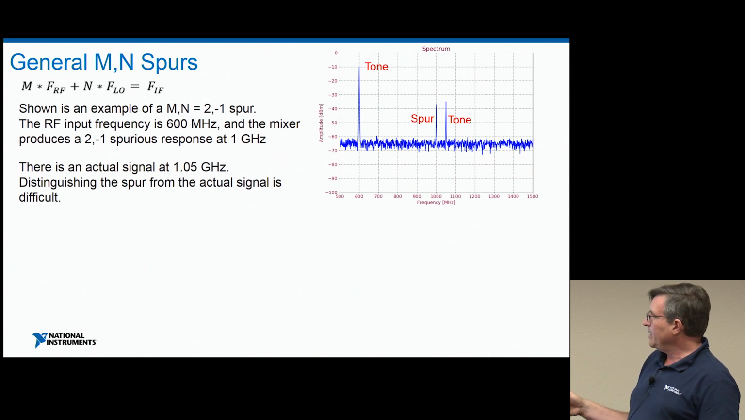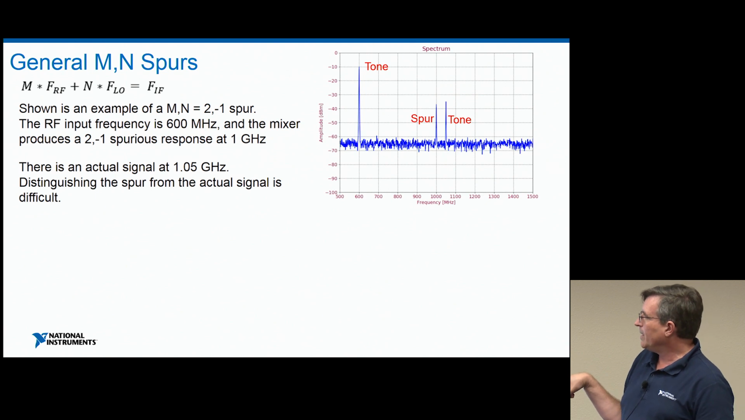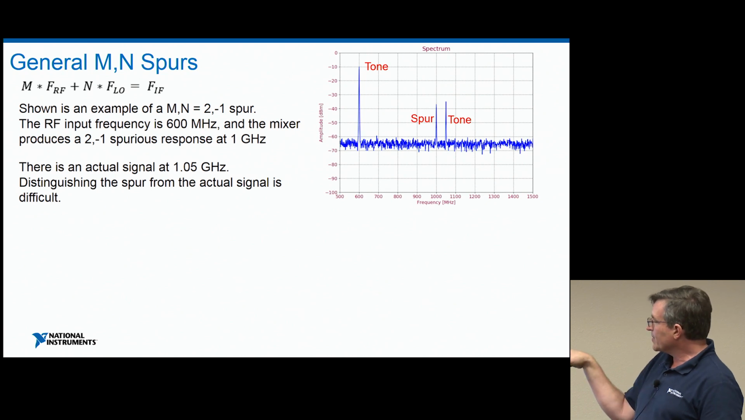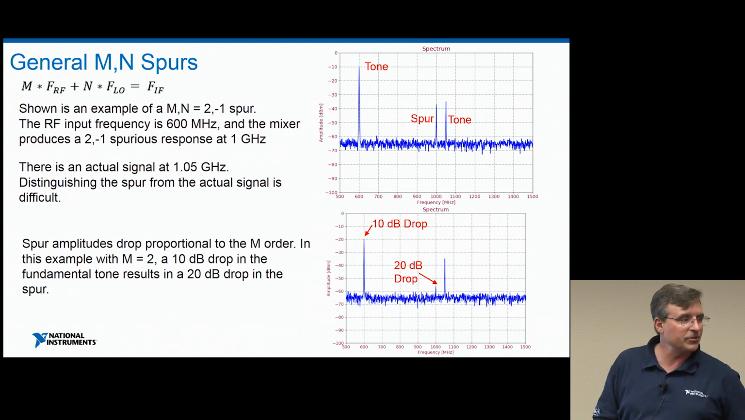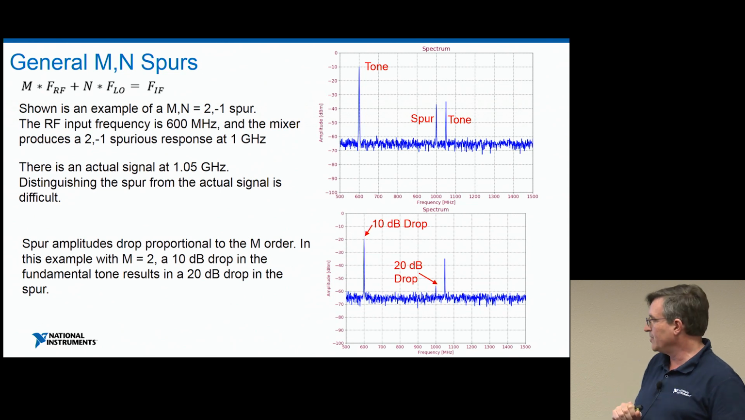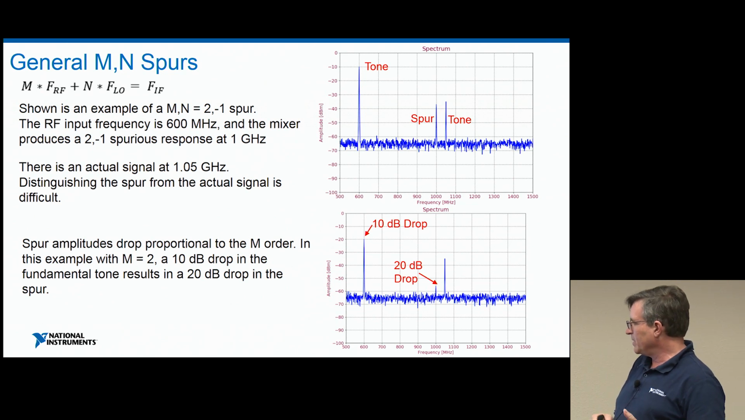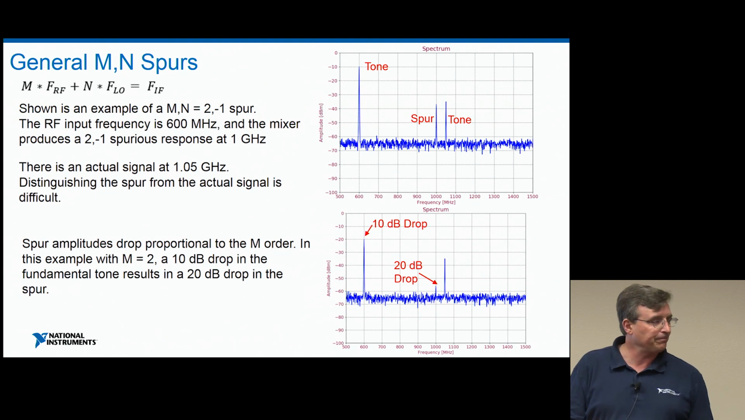One mitigation technique is that the amplitudes of the spurs will drop by the order of the RF harmonic, M. So in this case, it's a second order type of thing. If we drop our fundamental by 10 dB, the spur will drop 20 dB. So here shows a mitigation technique where I can start doing some gain finessing in my block diagram so I can trade noise for distortion and try to come up with a cleaner spectrum.